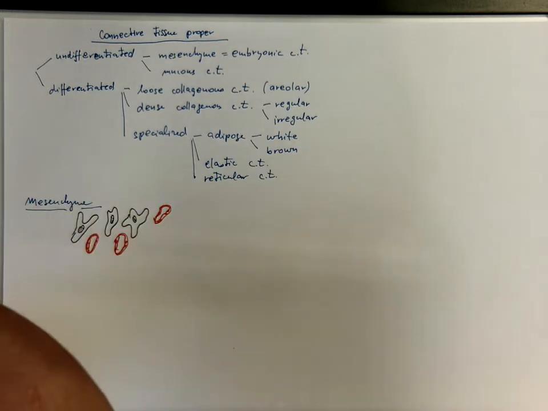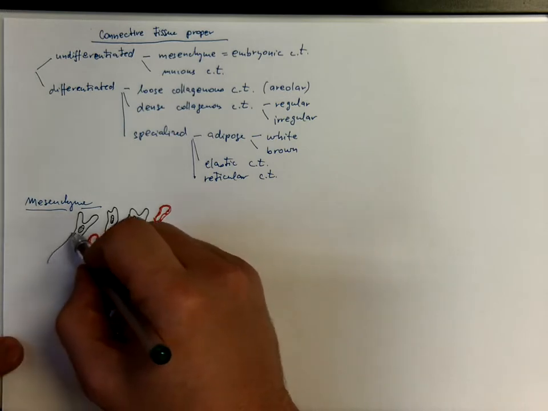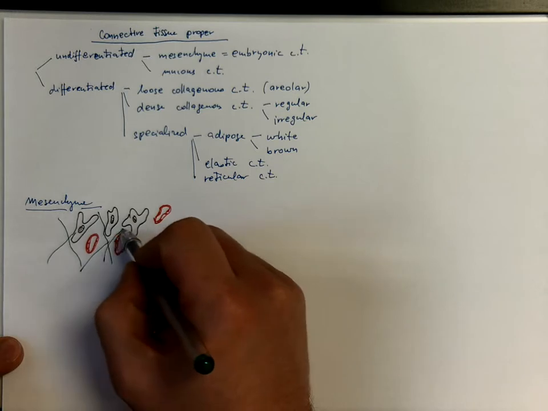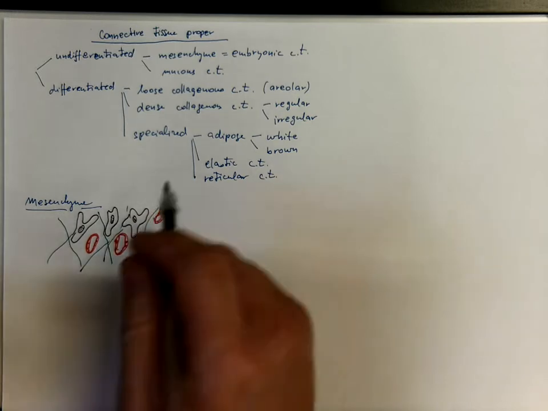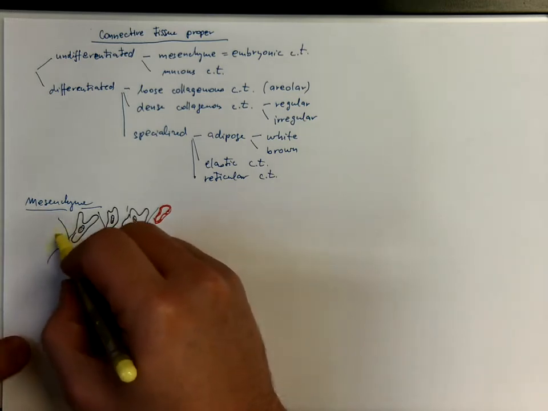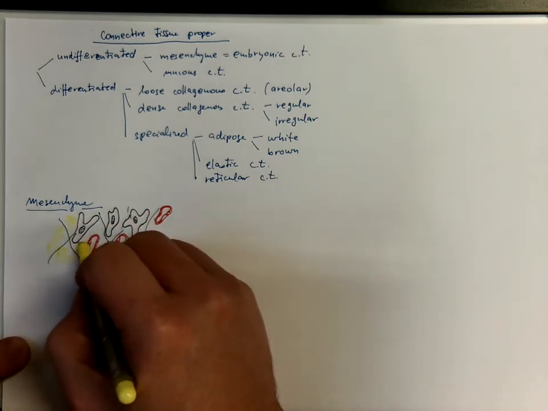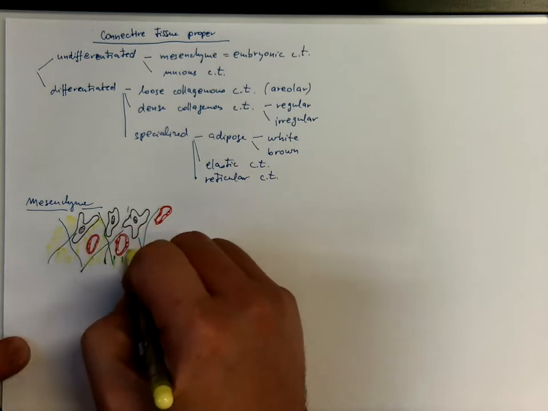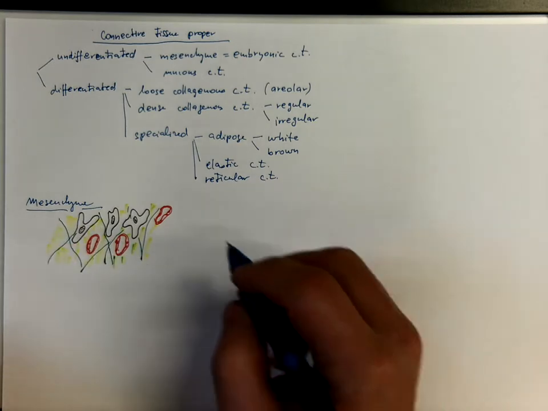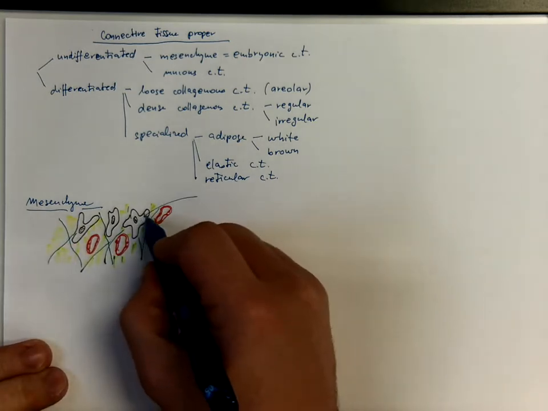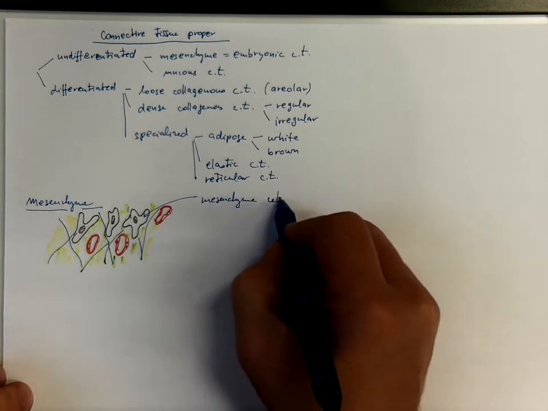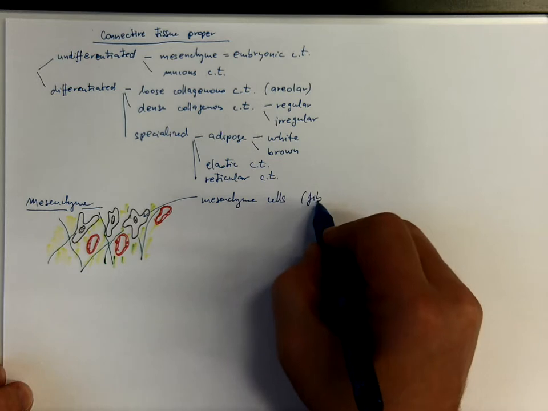We have reticular microfibrils and fine collagenous microfibrils providing support for the cells and the capillaries, and there are amounts of glycosaminoglycans in the ground substance. So we have the mesenchyme cells, mostly fibroblasts.